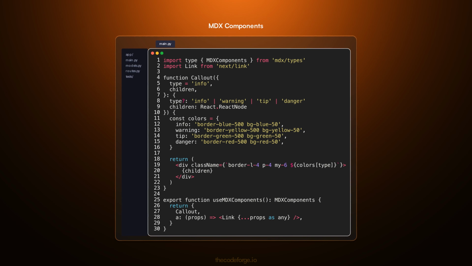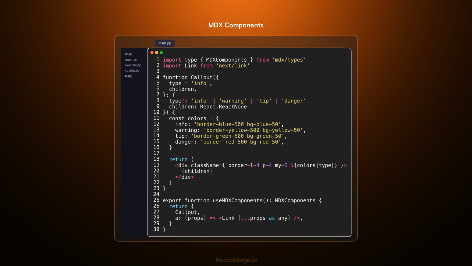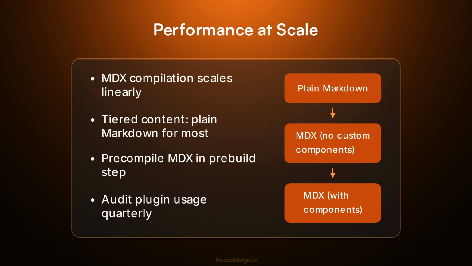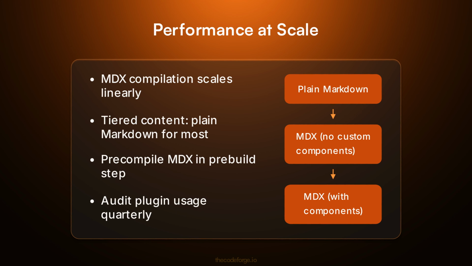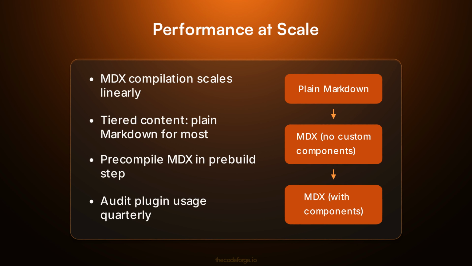Here's a custom callout component and a link override. These are server components that render at build time, shipping 0 JavaScript to the browser. For large sites, not all content needs MDX. Use plain Markdown for posts without JSX. This saves 80% build time.